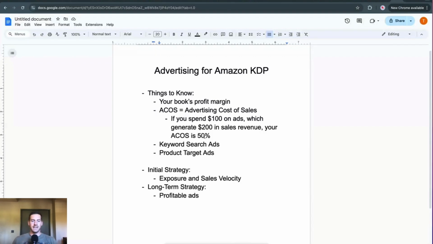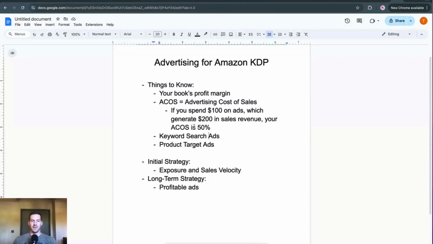For all intents and purposes, on your first book, I recommend that you keep it simple and you strive for a couple of these strategies. You have your initial strategy where you just focus on getting your book out there in front of people's eyeballs and increasing its sales velocity.